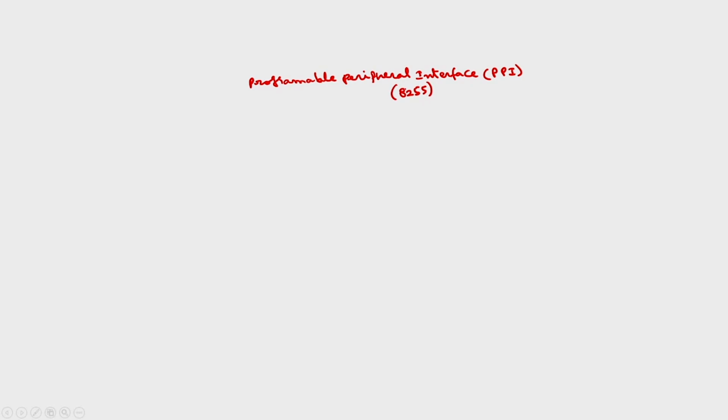So, using this 8255, we can connect any input output device to the microprocessor. Okay. So, 8255 is basically a 40 pin IC with 3 ports called port A, port B and port C. Each port can be programmed as input or output port, because we can use input devices as well as output devices to communicate with the microprocessor.